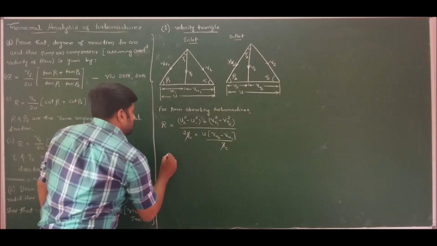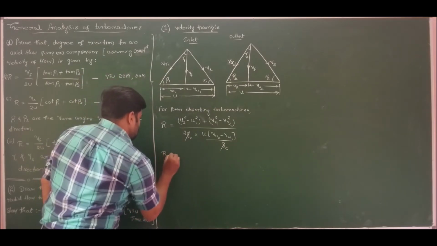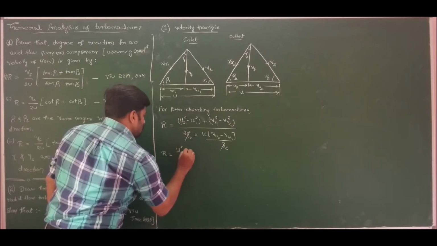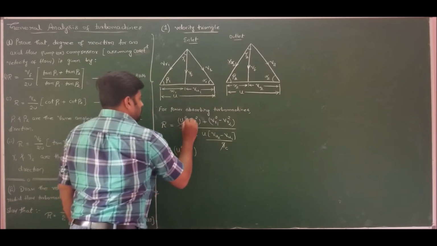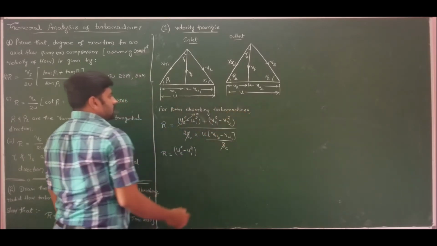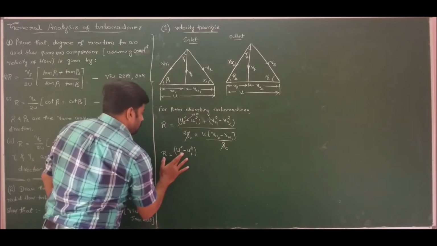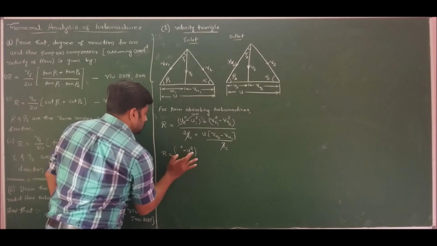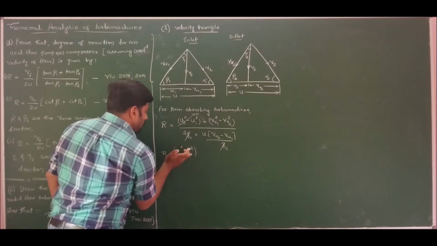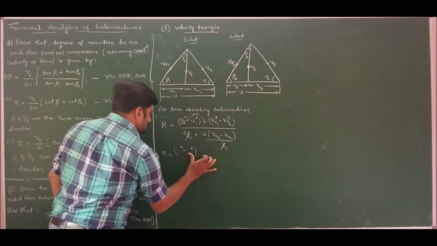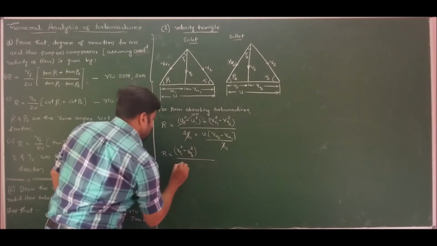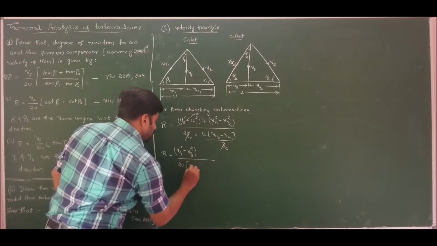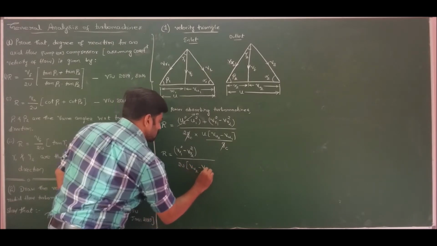This I already discussed. So cancel off gc. Now I am left with R is equal to U2 square minus U1 square, and U2 square minus U1 square will become 0, right? Because this is axial flow, U1 is equal to U2 is equal to U. So hence we are left with only Vr1 square minus Vr2 square divided by 2u of (Vu2 minus Vu1).